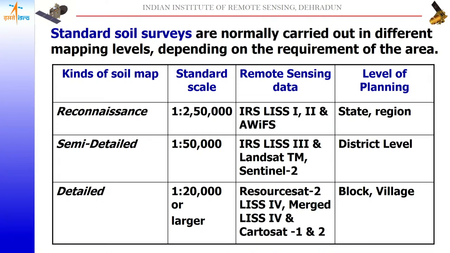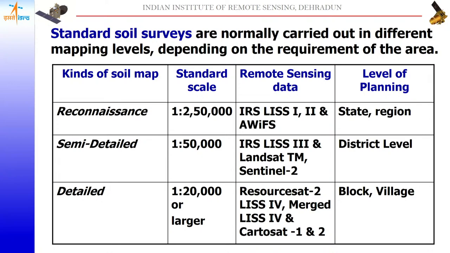Second is semi-detailed survey, which is prepared at the scale of 1:50,000, and here we use IRS LISS-3, Landsat TM, and Sentinel-2 data, these remote sensing satellite data. This scale is useful for preparing land use plans or anything at district level.